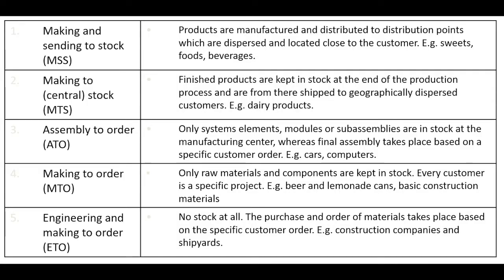Let's look at the 2 most, let's say, representative and also most widespread ones. The MTS, making to stock, and the MTO, making to order. In one case, I've got in front of me a generic forecast, and whatever I do is driven by this generic forecast. I plan my factory in a very efficient way.